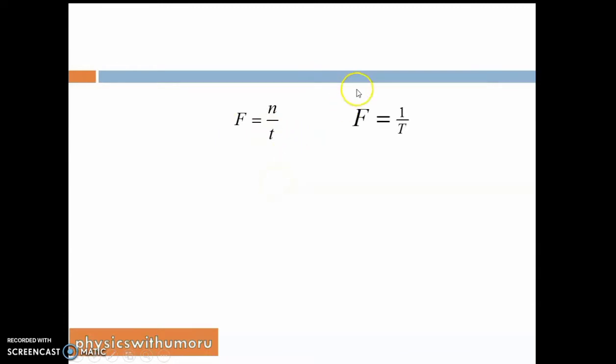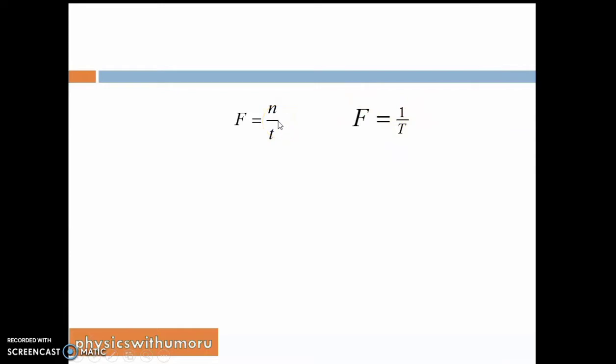So with this, we can say that frequency is the reciprocal of period. The frequency is the inverse of the period, that is 1 over period. Since the period is t over n and frequency is n over t, therefore we can say that frequency is 1 over the period.